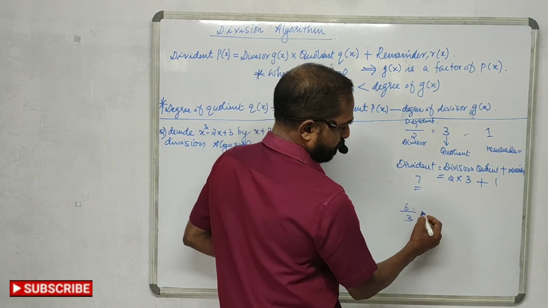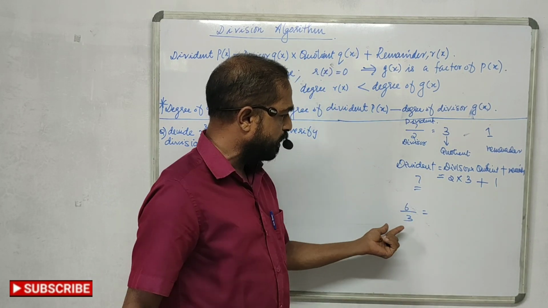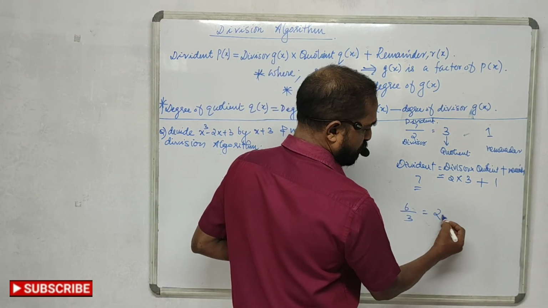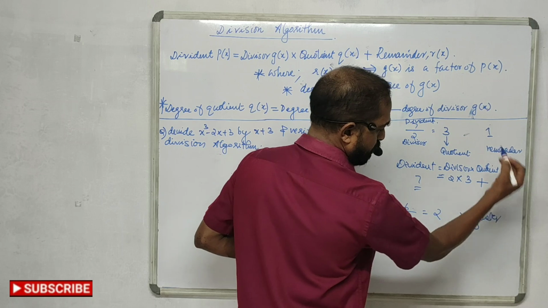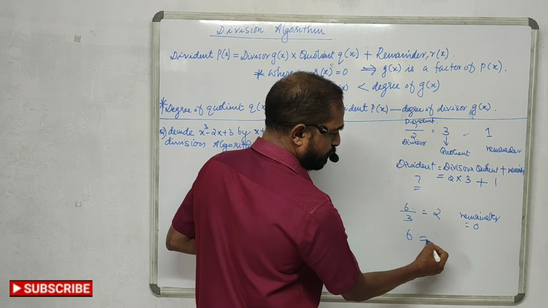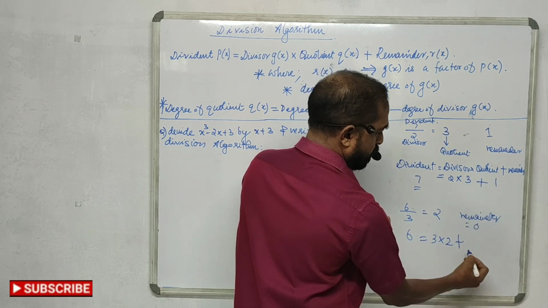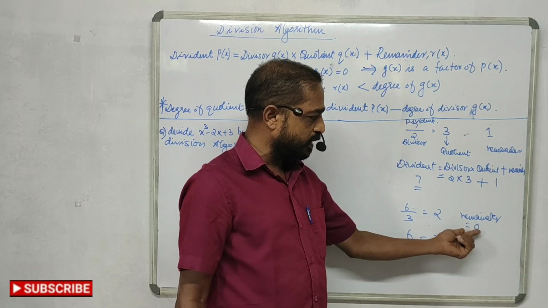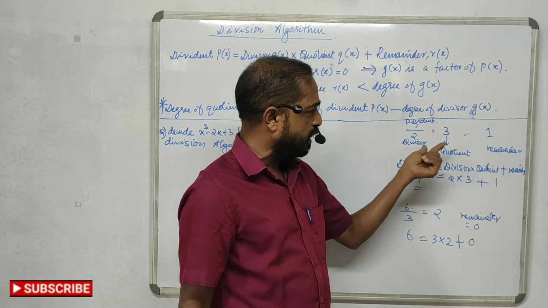Suppose 6 by 3. So 6 is the dividend and 3 is the divisor. What is the quotient? We know that 3 2s are 6. Quotient is equal to 2. And what is remainder here? Here the remainder is equal to 0. So we can say that dividend 6 is equal to divisor into quotient, that is 3 into 2, plus remainder, that is 0. That is 6 equals 3 into 2, which is 6. So the remainder can be 0, or otherwise the remainder must be less than the divisor.